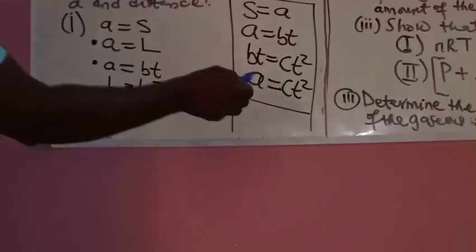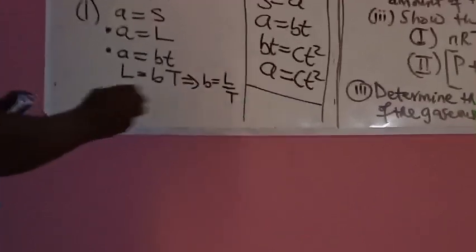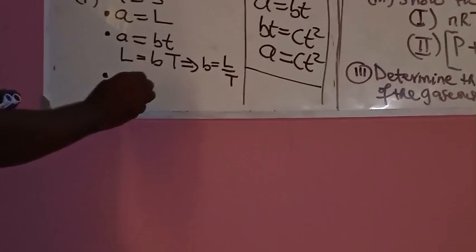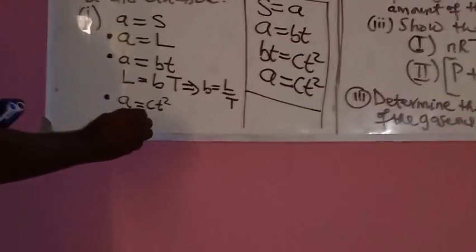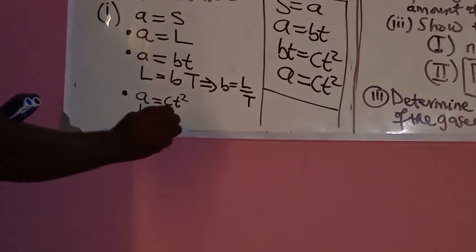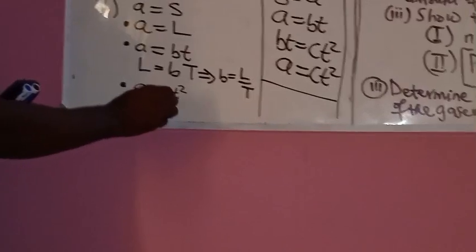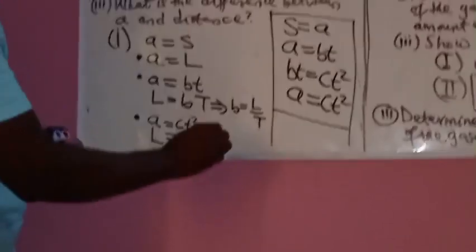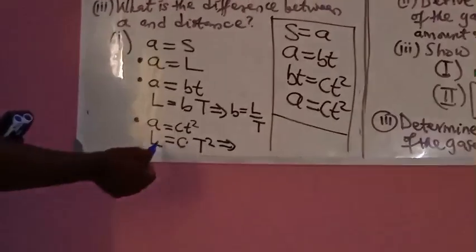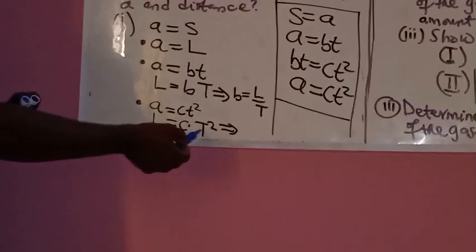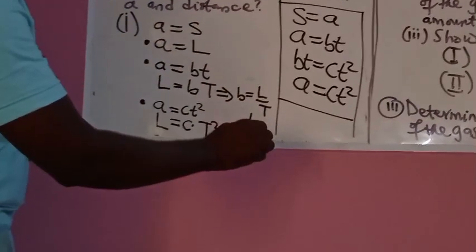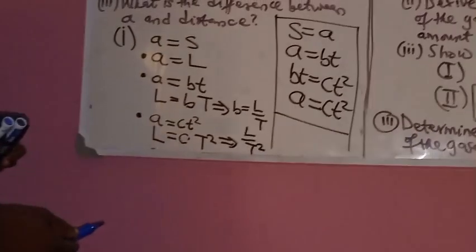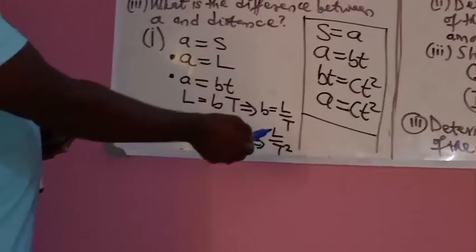Then the third one, I need to find my c. Now, which one do I use now? I can use any of this. I can use this. You will recall that a also equals ct squared. A is already L. I put L here, equals to c. That's what I'm looking for. T is time. This dimension is capital letter T, squared. Which implies that I can find my c by dividing both by t squared. So that will be L over T squared. Can you see that? Now, that is acceleration, meter per second squared.